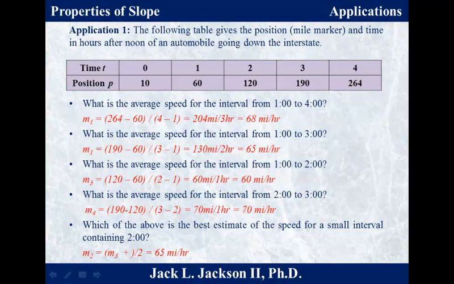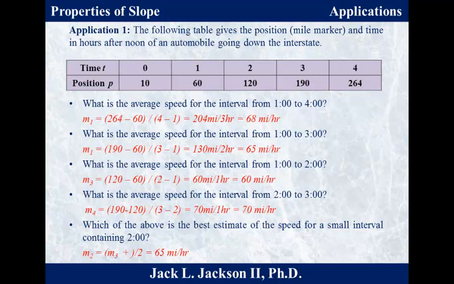Well, in each case, we're finding a delta P divided by delta T. So from 1 o'clock to 4 o'clock, we're using the point (1, 60) and (4, 264) and finding a slope. So delta P or delta Y is 264 minus 60, which is a distance traveled of 204 miles. And the time, delta T, is 4 minus 1, which is 3 hours. So we went 204 miles in those 3 hours. That divides out to be 68 miles per hour. So from 1 o'clock to 4 o'clock, the car is averaging 68 miles per hour.